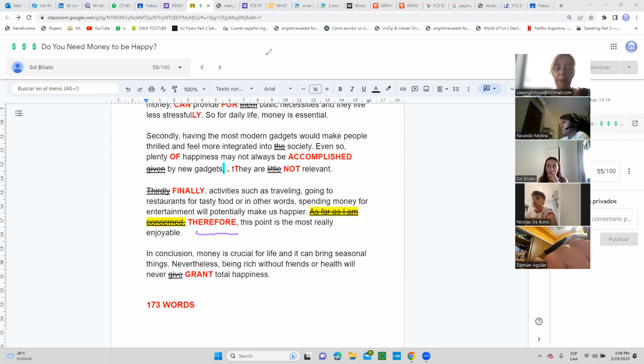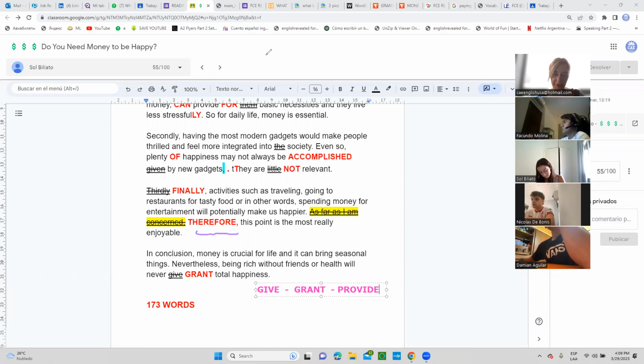Okay. In conclusion, money is crucial for life and it can bring seasonal things. Nevertheless, being rich without friends or health will never give, again, give, will never grant total happiness. So here, kids, consider this word, give. Grant. And another word, provide. So here you have two really good synonyms for give: grant or provide.